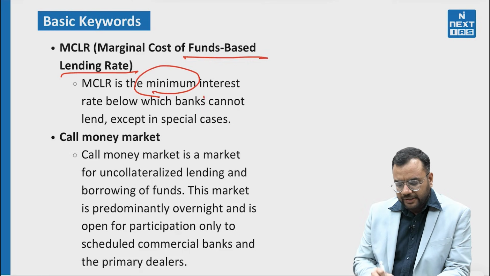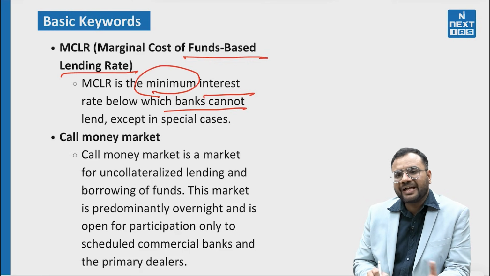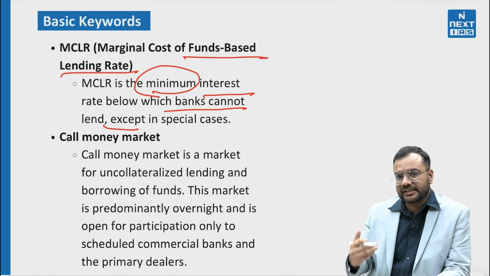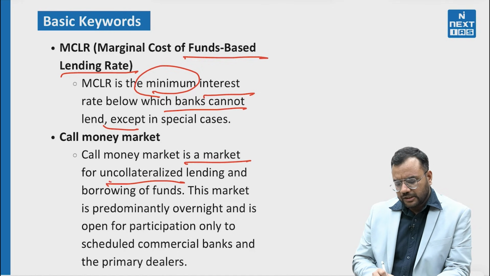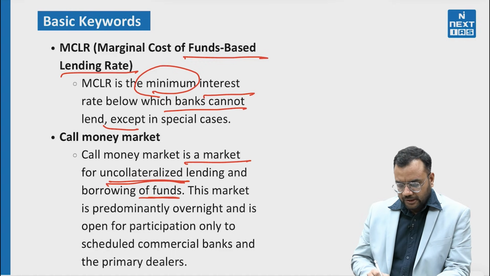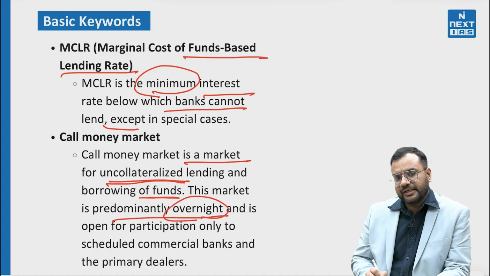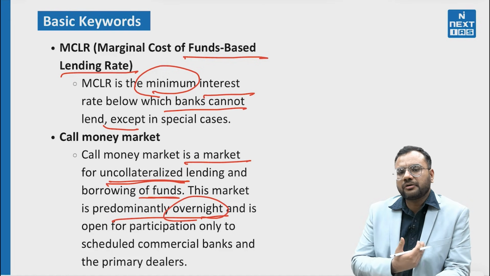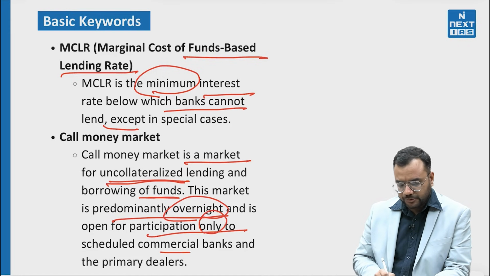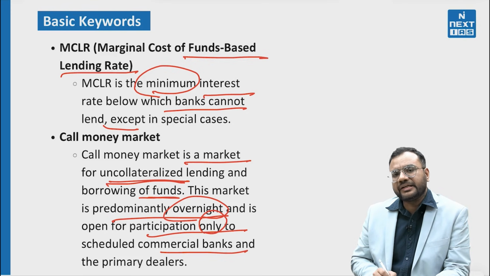This is a minimum interest rate below which banks cannot lend. So this is a floor which has been set up. Now there is another term call money market. So call money market is a market for uncollateralized lending and borrowing of funds. Here there is no collateral being put. This market is predominantly overnight. So it is not long term, it is only for overnight period and is open for participation only to scheduled commercial banks and the primary dealers.